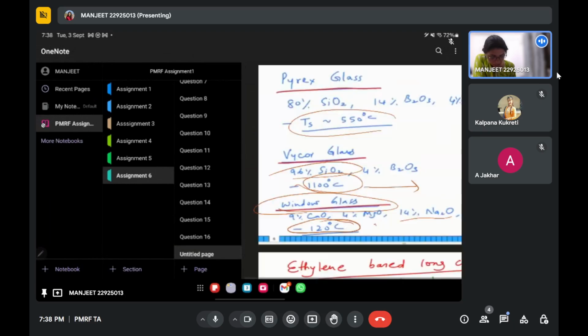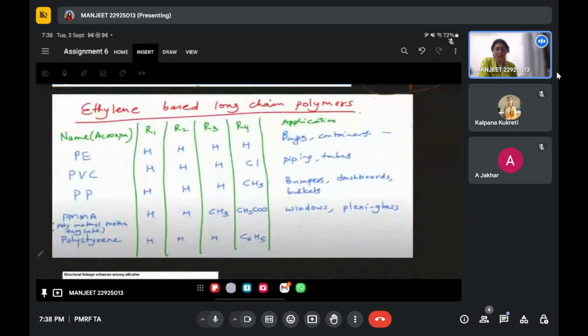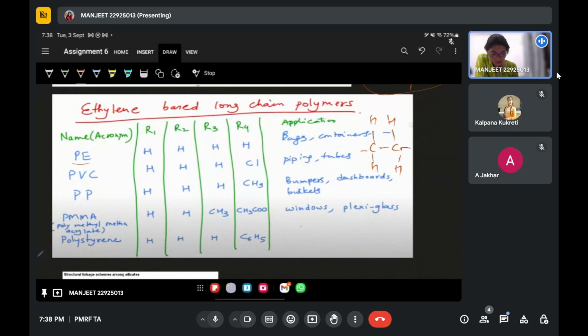Okay, now about the different kinds of polymers we have already discussed. There are different long-chain polymers that are ethylene based, that is, polyethylene. In polyethylene, all the carbons are attached to hydrogens, and its applications are bags and containers. In PVC, one hydrogen is replaced with Cl. PVC is what we use for PVC pipes and tubes, where one hydrogen is replaced with chlorine.